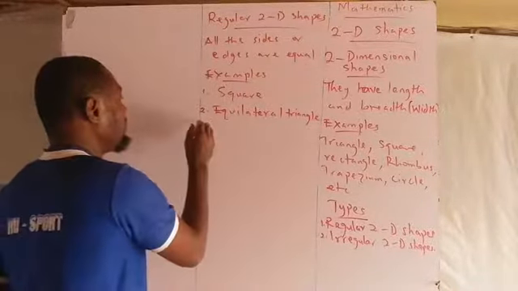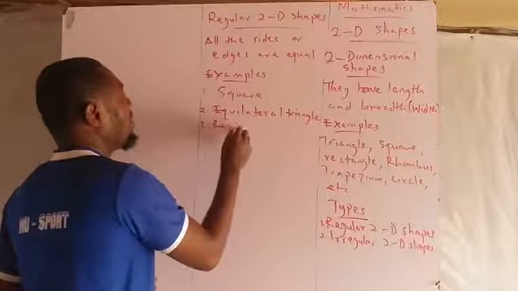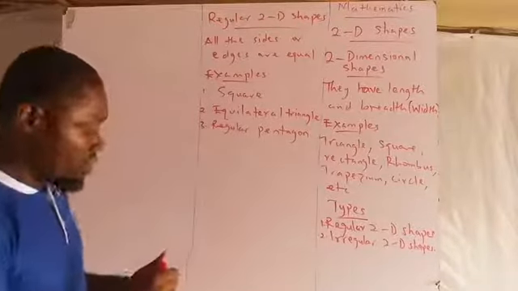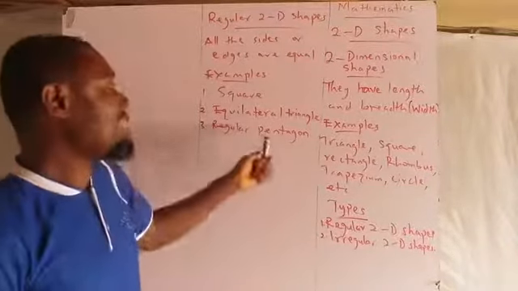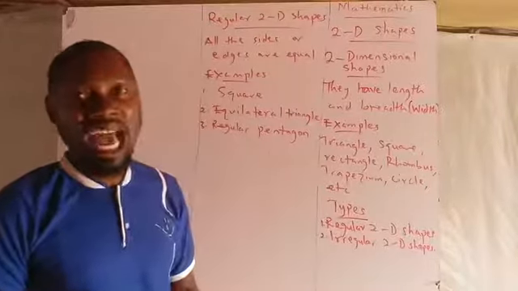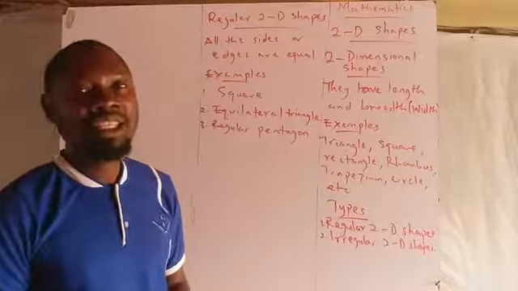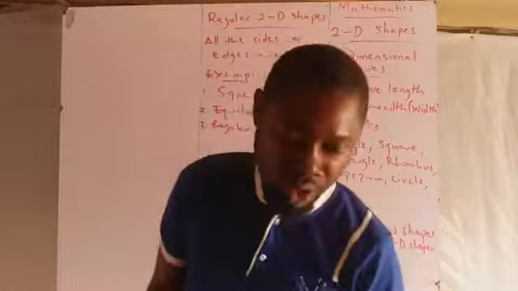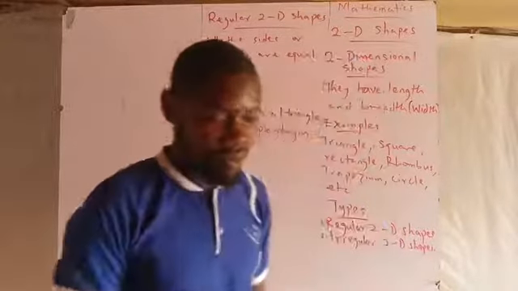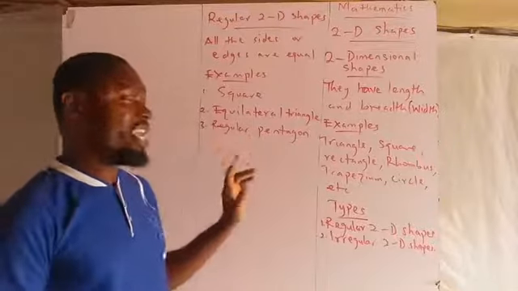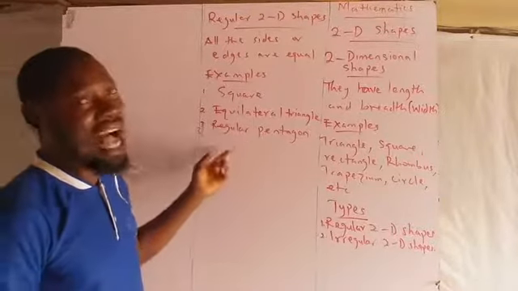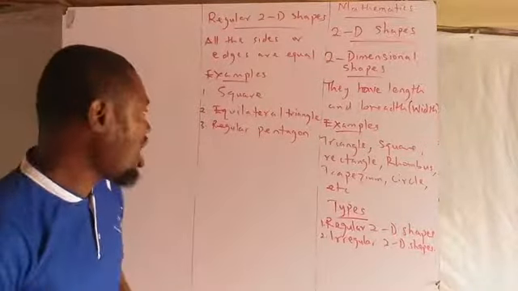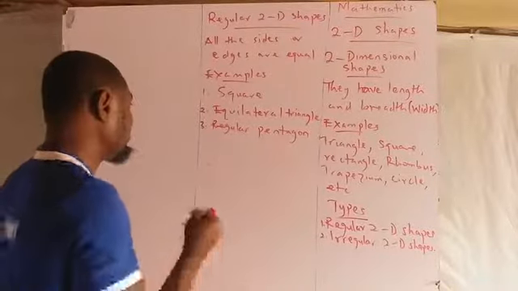Then we also have regular pentagon. Don't forget, I said a pentagon has 5 sides. So we can also have a pentagon that has all its sides equal. Such a pentagon that has equal sides is also called a regular two-dimensional shape.